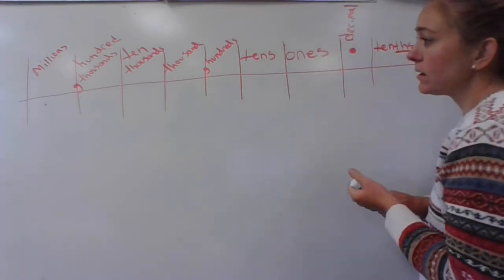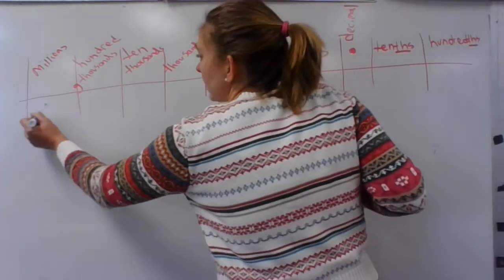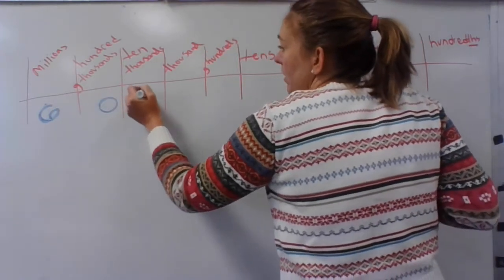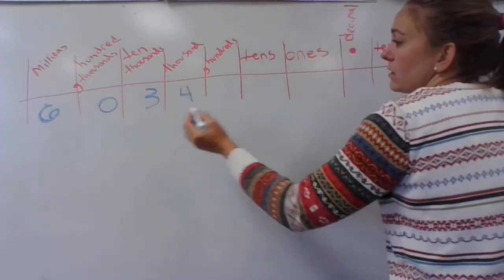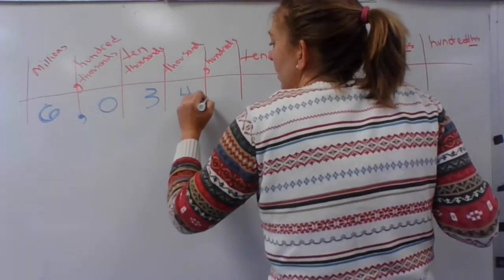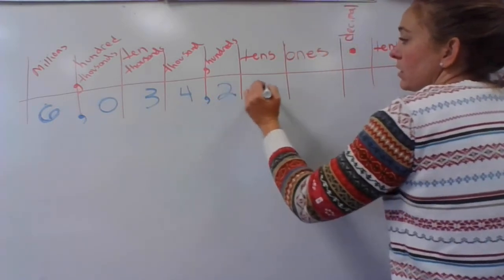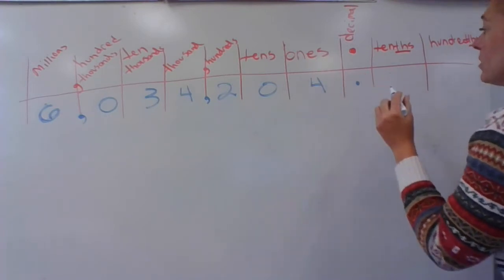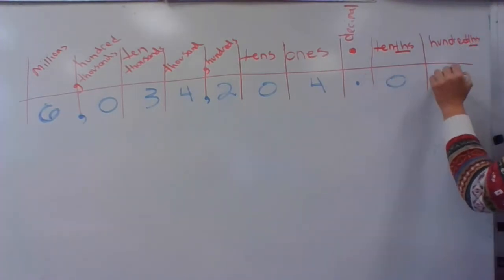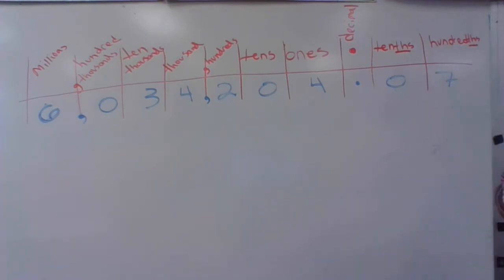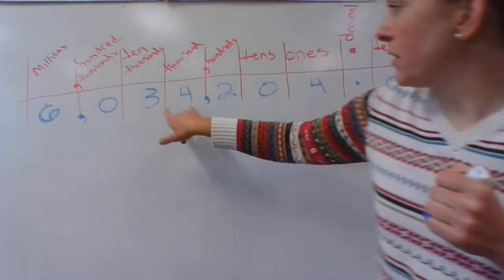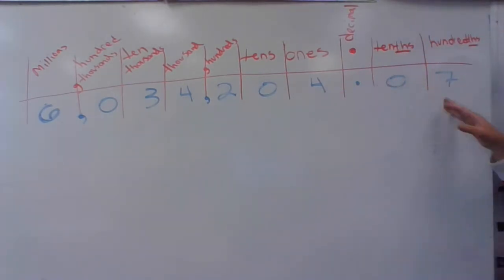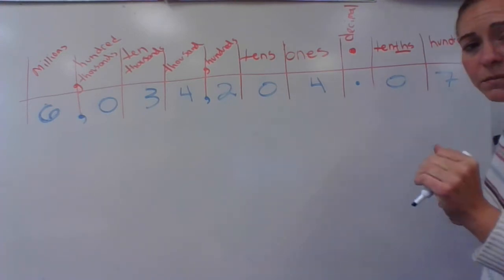Okay. Let's see. Let's do 1,000,000 this time. How about 6 million? And then I'll put a 0 in the 100,000s. Let's see. How about 34,000. Oh, don't forget my commas. And then 2. I'm gonna put a 0 there. And how about a 4? And I'll skip the tenths and I'll go to the hundredths. Okay, so we have 6,034,204 and 7 hundredths.